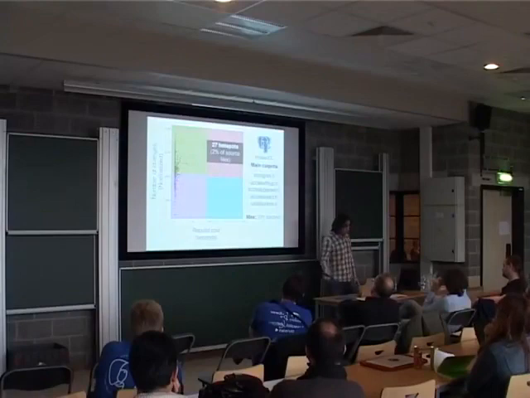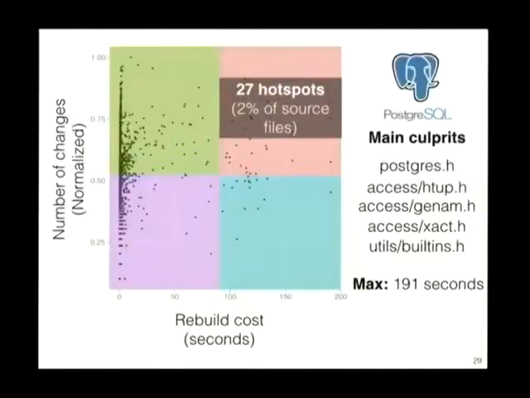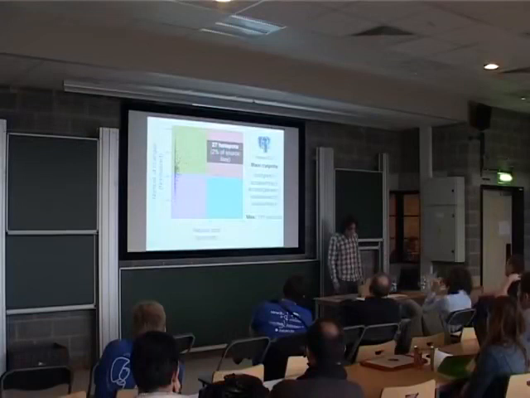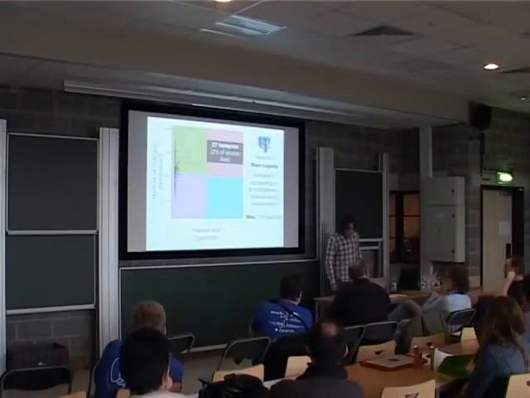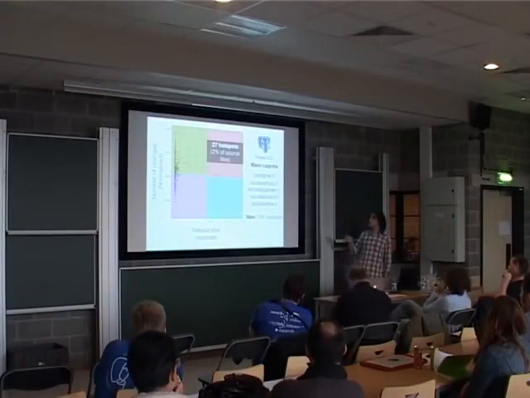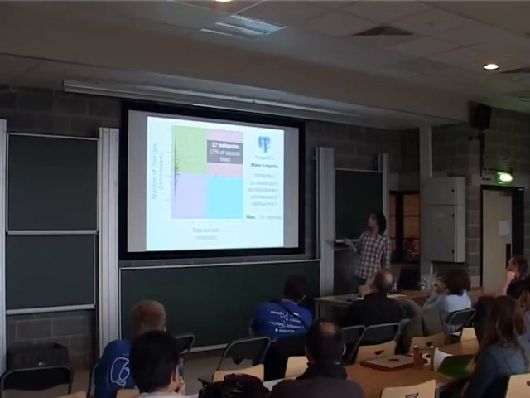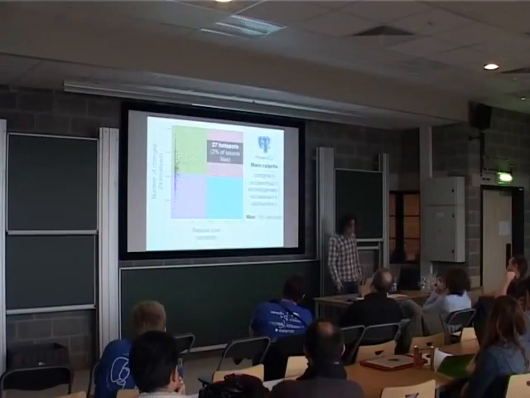Then we turned to Postgres, and we found that only 2% of the files are actually hotspots here. So good job to those of you who are Postgres developers. Way to go. 27 hotspots, though. We still found 27 hotspots here. And in the worst case, it was just over 3 minutes to rebuild some of these hotspots. Some of the main culprits that we identified are here, these 5 files. So actually, if these 5 files were tackled internally, most of these hotspots would actually disappear.